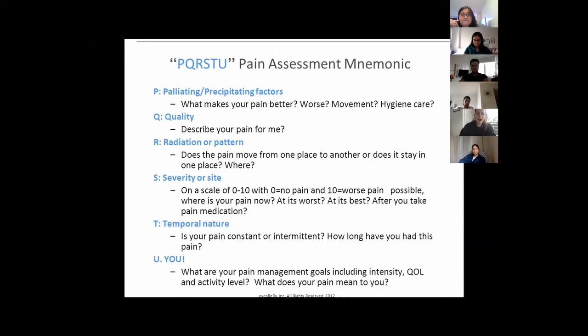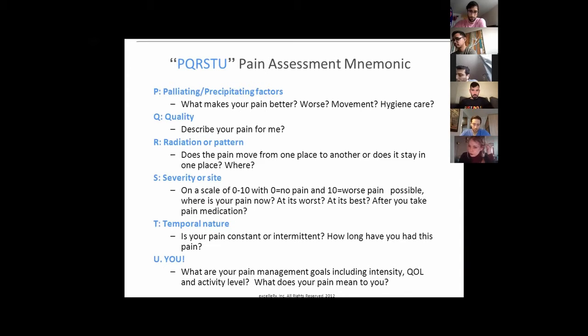So when you're doing an assessment for pain, one mnemonic that I think we're all familiar with is PQRSTU. Whenever you're assessing pain, please make sure to put this assessment in your documentation, because it will really help us and help you determine what sort of medications are appropriate.